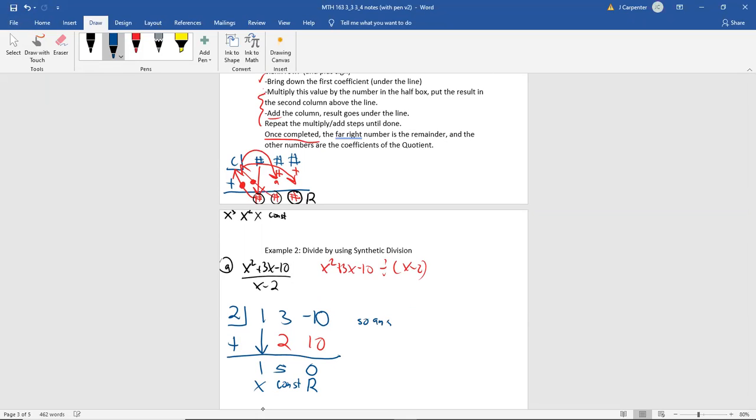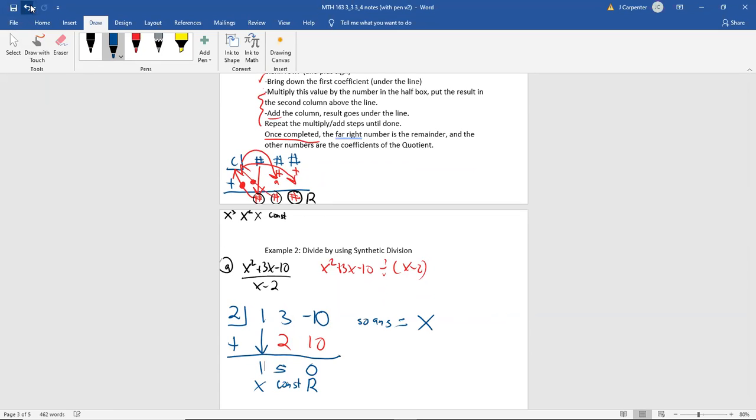So the answer, since there is no remainder, we don't need to put a plus 0 over x minus 2. We don't need to do that part. If there's a 0 remainder, then it's just the quotient. So that's the remainder. This says it's x plus 5 for your quotient. This right here gives us the quotient, 1x plus 5.